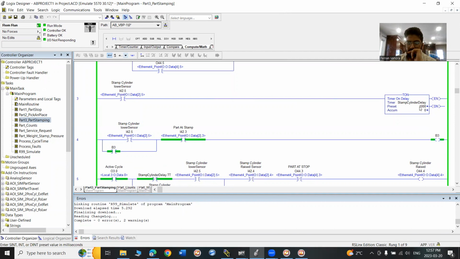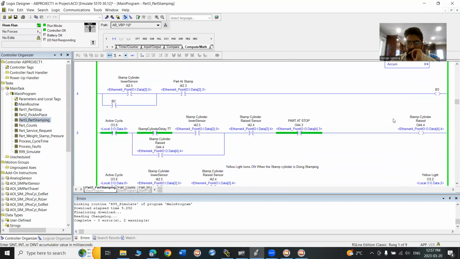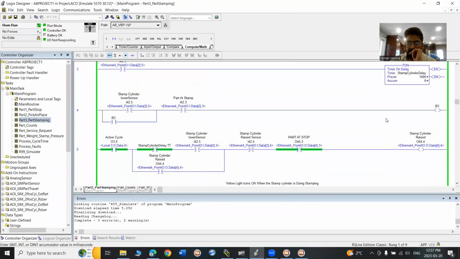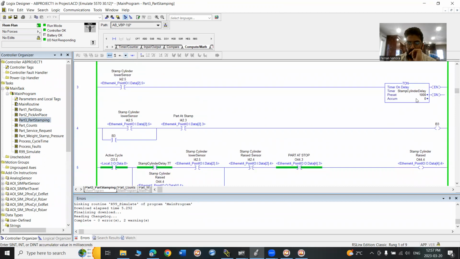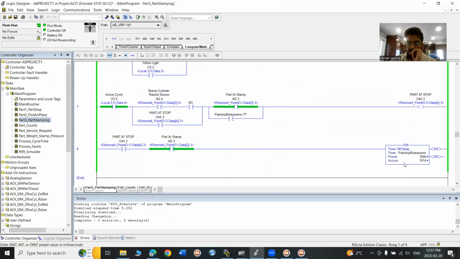Here the stem cylinder has a 1 second delay. When it is lowering, it is giving the 1 second delay. Here I have taken the TOF timer for when the part is being released, when the part is being produced, so it has the 1 second delay. After that, when the cylinder is fully extended, the part will be released.